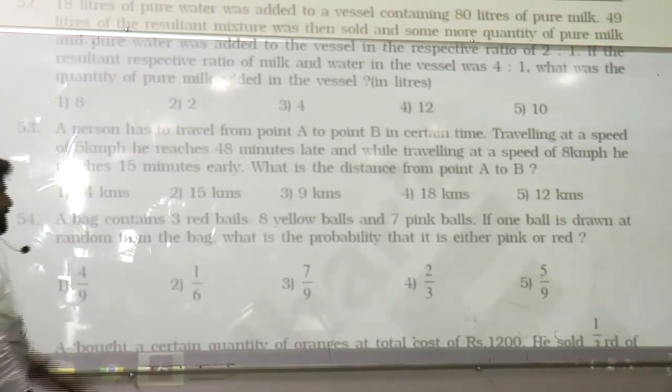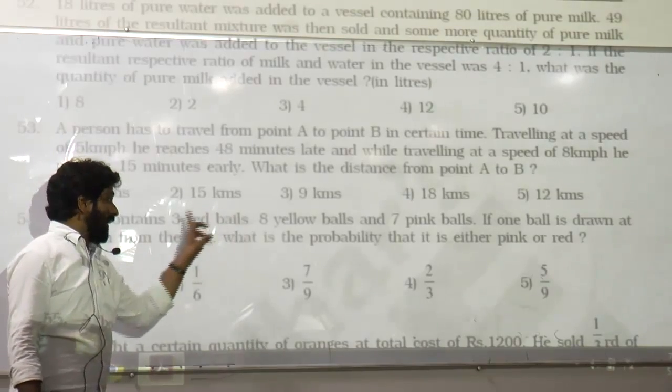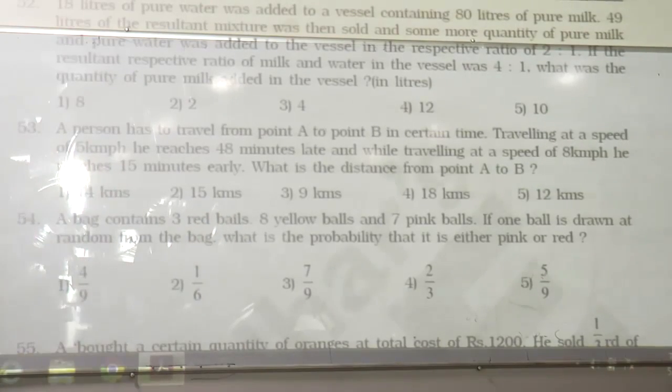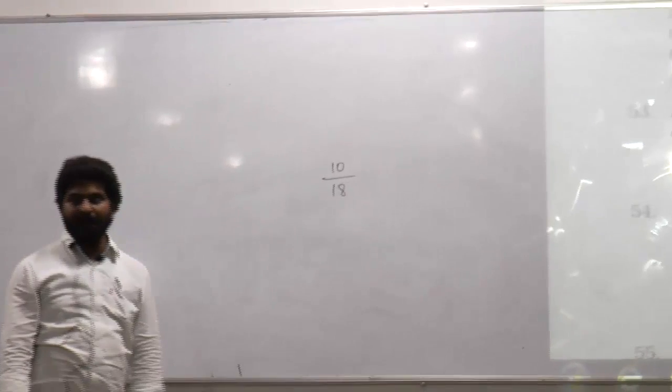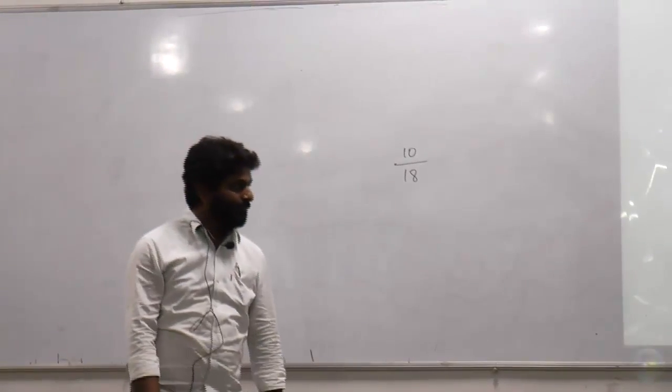A bag contains 3 red balls, 8 yellow balls, 7 pink balls. Total how many balls we have? 18. If one ball is drawn at random, 18C1 ways. What is the probability that it is either pink or red? How many pink and red balls do we have? 10 balls, pink and red together. Out of these 10 balls, it is enough to get only one ball, right? So the answer is 10C1 by 18C1. That is 10 by 18, 5 by 9.